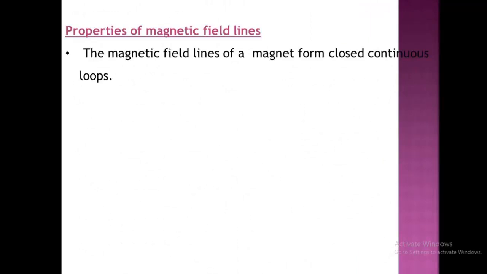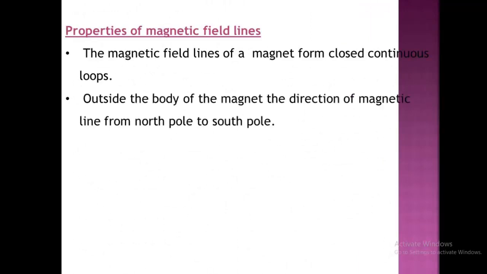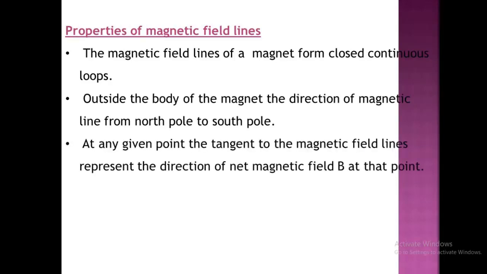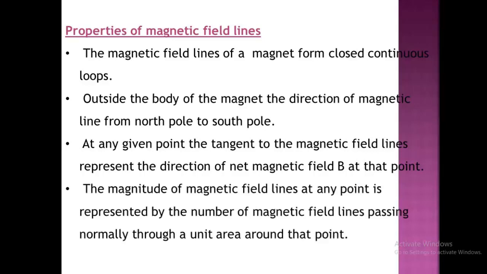Magnetic field lines of a magnet form closed continuous loops. Outside the body of a magnet, the direction of magnetic field lines is from north to south pole, but inside it is from south to north pole. That is how it becomes a closed curve. At any given point, the tangent to the magnetic field line represents the direction of the magnetic field. And the magnitude of the magnetic field at any point is represented by the number of magnetic field lines passing normally through a unit area around that point.